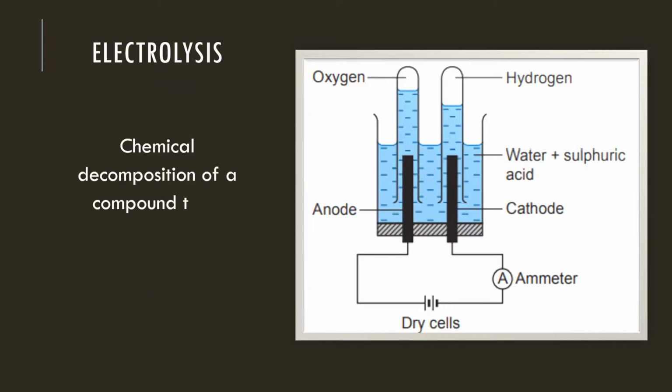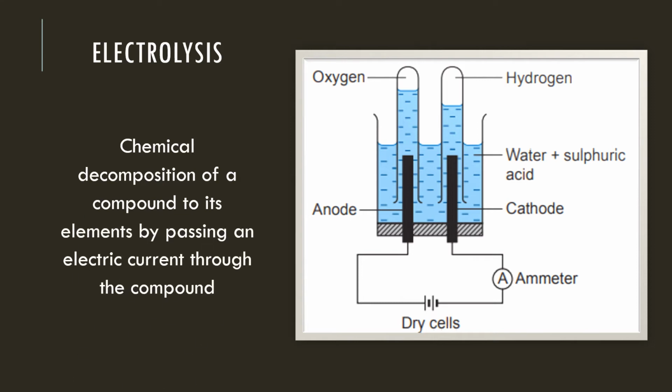Okay, so compound can be separated chemically. This is the method to separate compound. This is electrolysis. Electrolysis is the chemical decomposition of a compound to its elements by passing an electric current through the compound. Let's say the compound we are looking at now is water. So we do electrolysis for water. It will decompose to its elements, which are oxygen and hydrogen.